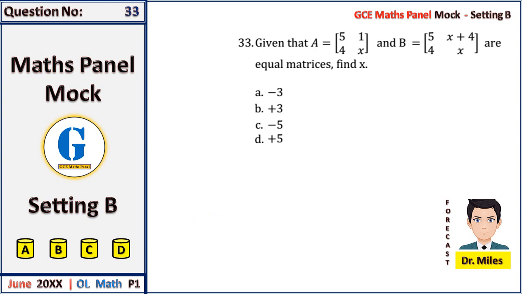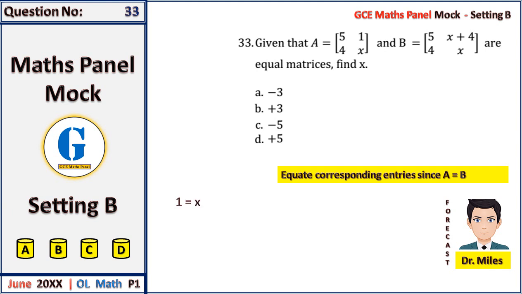33. Given A equals that matrix and B equals that, and A and B are equal matrices, find x. To look for x, you just have to equate corresponding entries. And here we have 1 is equal to x plus 4 and x equals minus 3. If you equate x to x here, you will not have any solution. So that one is some sort of a trap or a trick to delay you and waste your time.